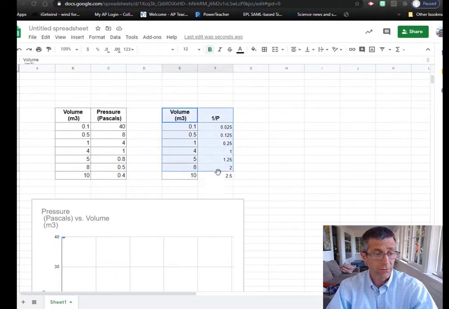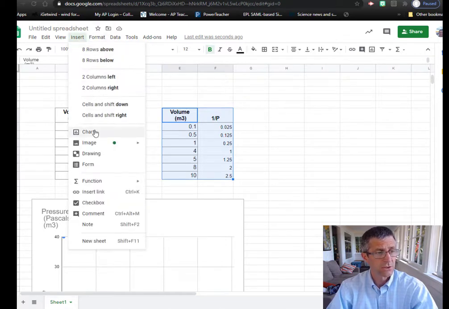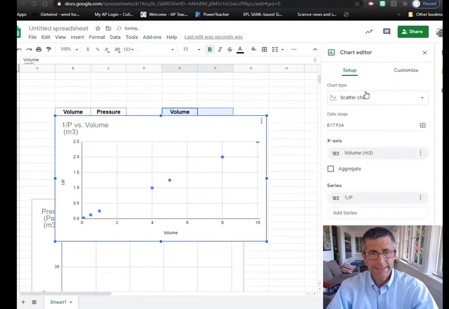And now I'm going to make a graph of that and let's see what it comes out to. So I'm going to insert a chart, and I'm going to do a scatter plot. Oh, super. Got it right. It's got volume on the x-axis. Super. It's got 1 over p on the y-axis.